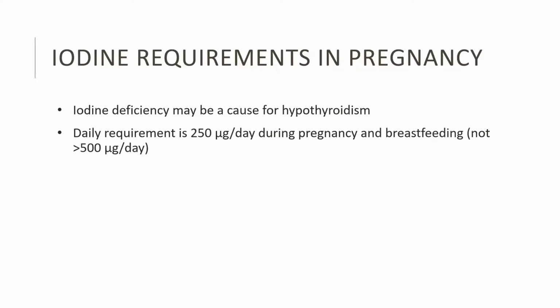A little bit about the iodine requirements in pregnancy. We should know because, as I told you earlier in the physiology section, iodine requirement is also increased in pregnancy, and if the daily requirement is not completely fulfilled, then there is a chance of developing thyroid disease itself because of iodine deficiency, and it may cause hypothyroidism. So the daily requirement is 250 microgram per day during pregnancy and breastfeeding, and it should not exceed 500 microgram per day.